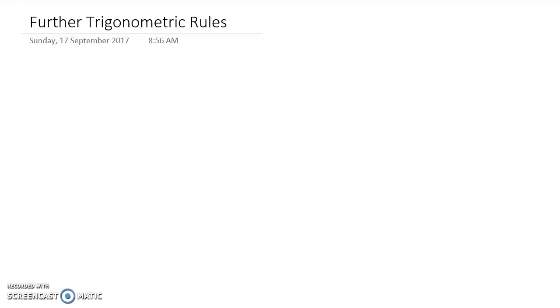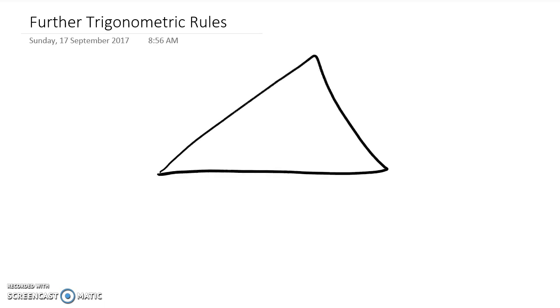Hi everyone, in this video we're talking about further trig rules. So that's the sine rule and the cosine rule. Let's say we have a triangle that looks something like this, and we can label our triangle with A, B's and C's.